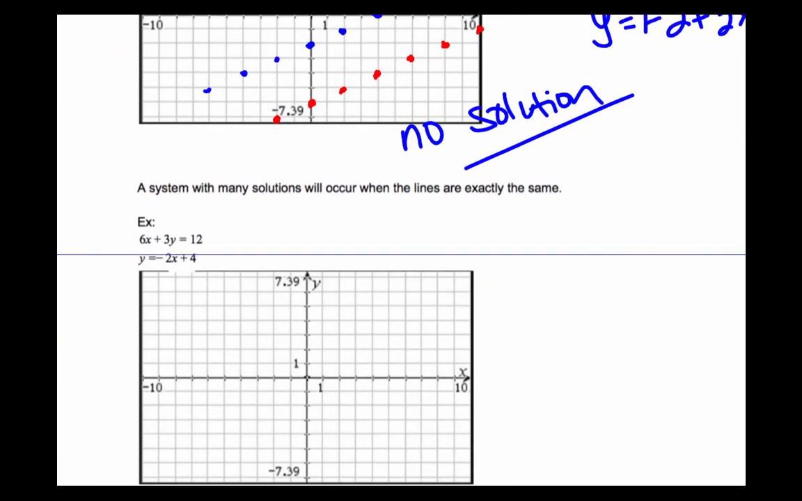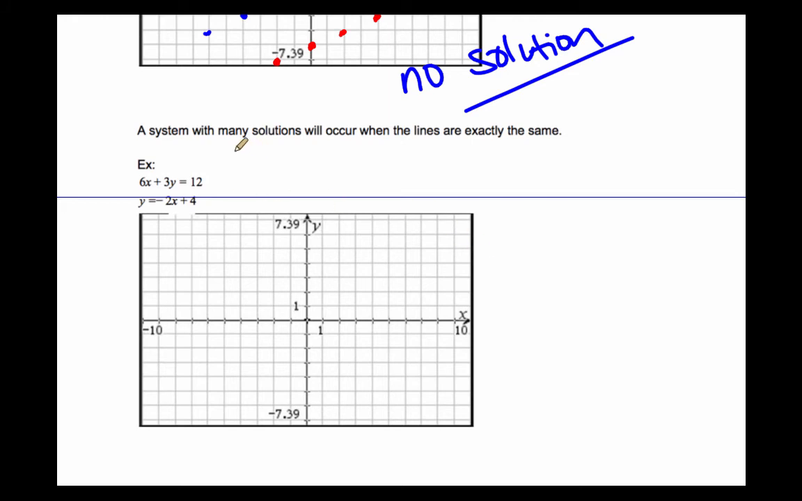All right, and then lastly, a system with many solutions or infinitely many solutions will occur when the lines are exactly the same. So I'll do this one in red. I'm going to go ahead and start it over here. 6x plus 3y equals 12. Again, you should be able to do this on your own. So you can pause the video and then check your work. So I'm going to let you do that. And then this guy, okay, that one's already in slope-intercept form. So I'm going to go ahead and graph him. Don't forget, you're supposed to be rewriting this. So if you haven't paused and done that, do that now.